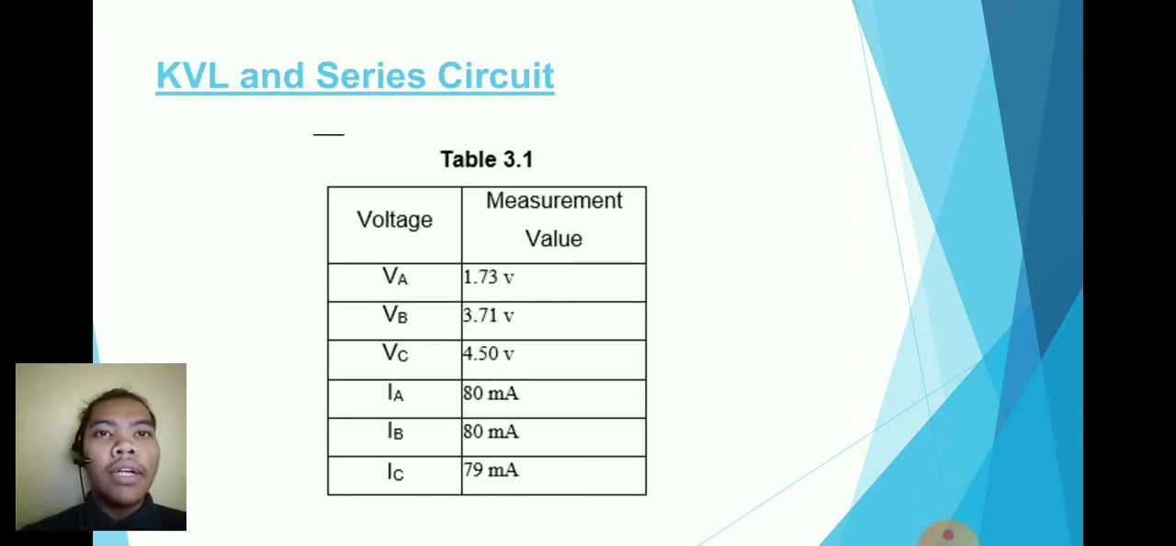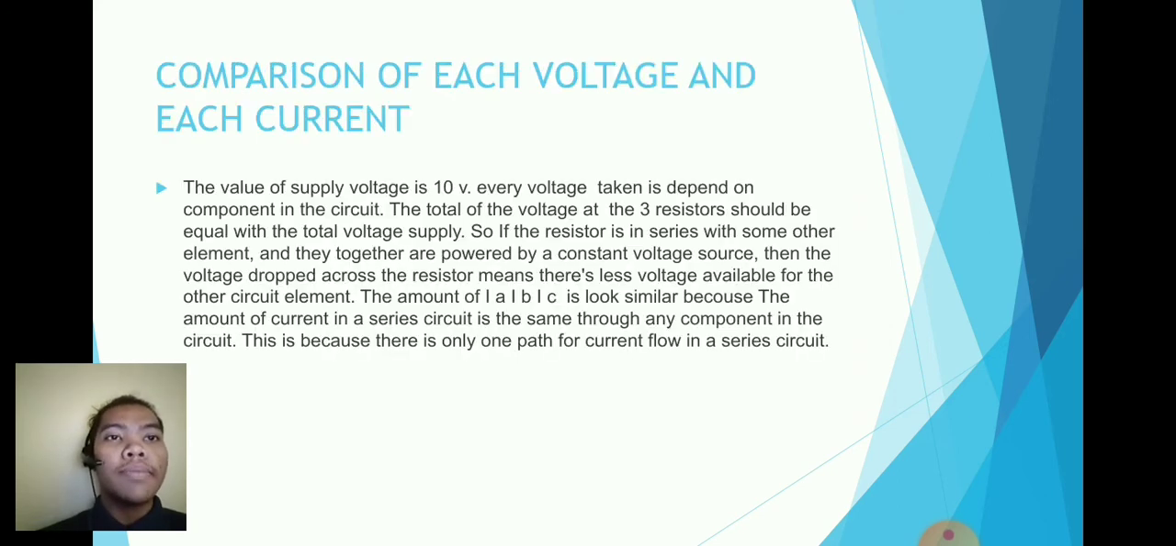First we discuss the series circuit. In this series circuit, it consists of a transistor. What we measure is the voltage and the current. As you can see in Table 3.1, the voltage values are different, but the current value is the same. Let's see why this is happening in this circuit. Actually, the value of the supply voltage is 10 volts.